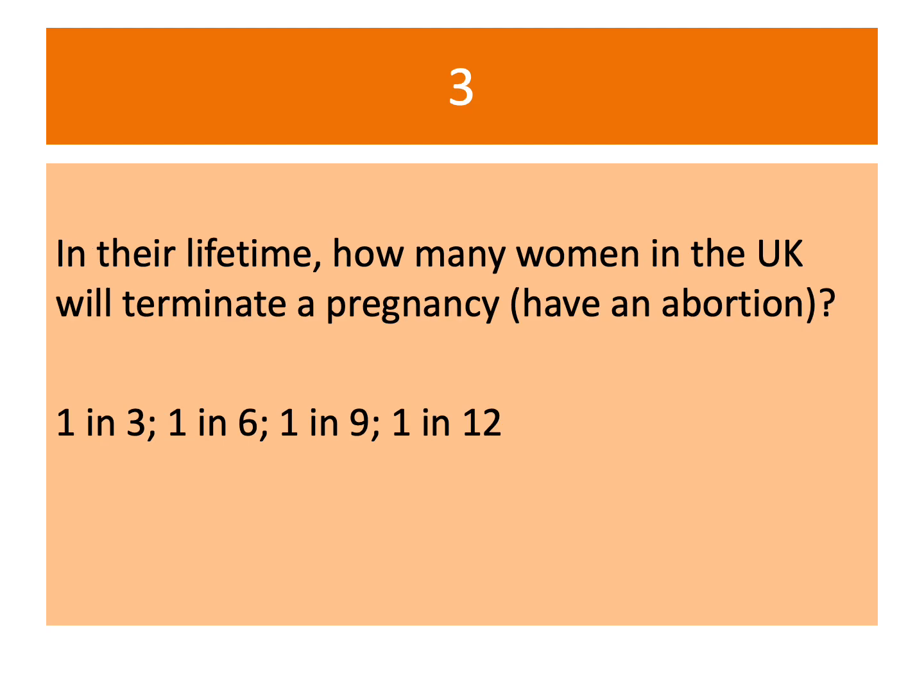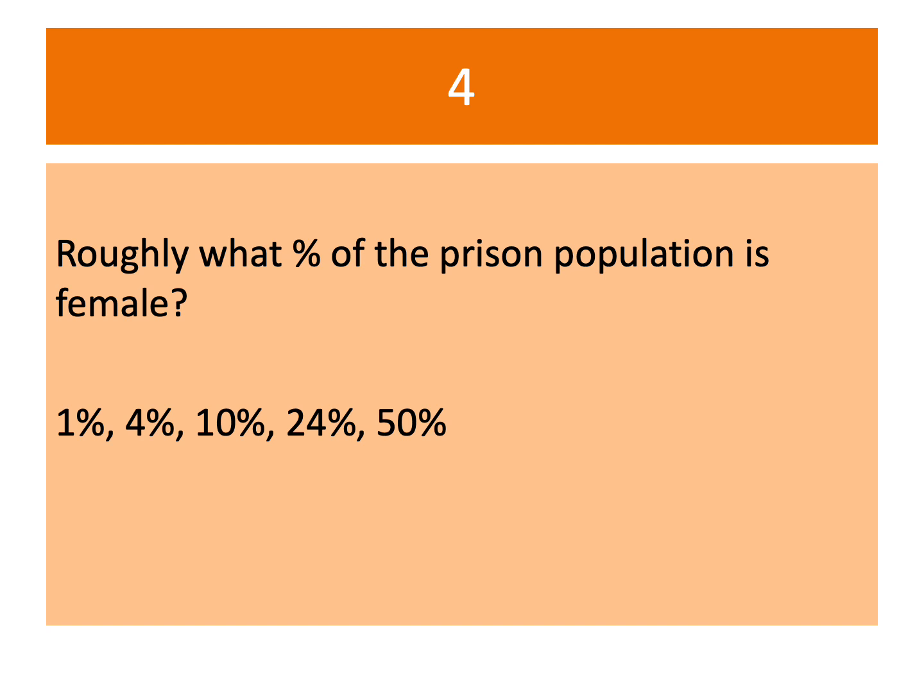Moving on. Question three. In their lifetime, how many women in the UK will terminate a pregnancy? How common is abortion? 1 in 3 women will have an abortion in their lifetime, 1 in 6, 1 in 9, or 1 in 12. Moving on. Question 4. Roughly what percentage of the prison population in the UK is female? 1%, 4%, 10%, 24%, so nearly a quarter, or half of the British prison population is female. Write down your answer.